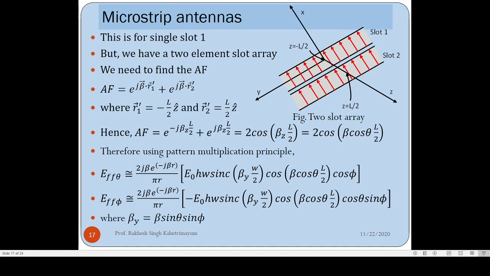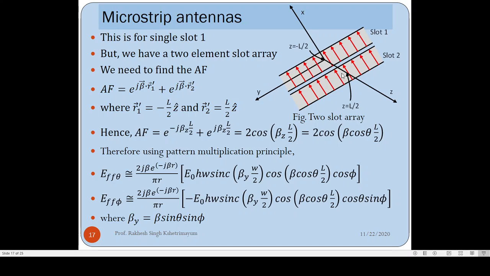Whatever calculation we have done is for a single slot. As I already told you, we will have two slots, one at z is equal to L by 2, another at z is equal to minus L by 2. The distance between the two slots is L. This is slot 1, this is slot 2. So this is a two slot antenna array. I have already found out the far field radiation pattern of a single slot. If I want to find the radiation pattern of the microstrip antenna, I need to apply the pattern multiplication principle of antenna arrays: find out the array factor for these two slots and multiply with the electric field in the far field of a single slot.